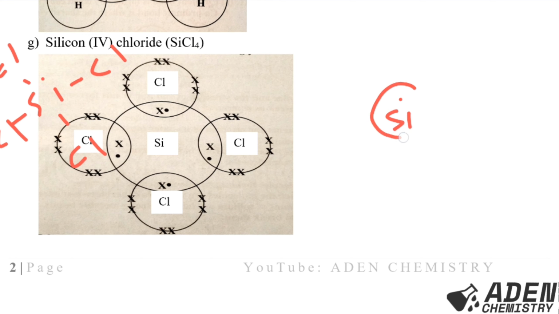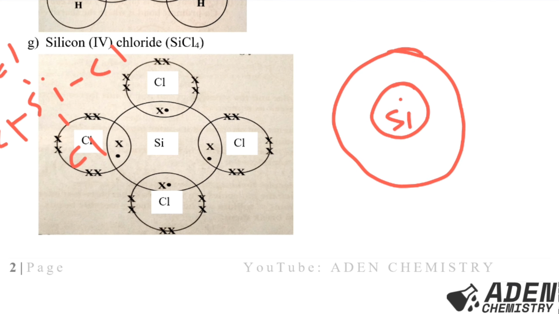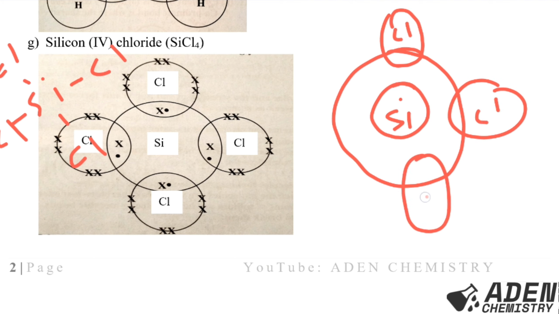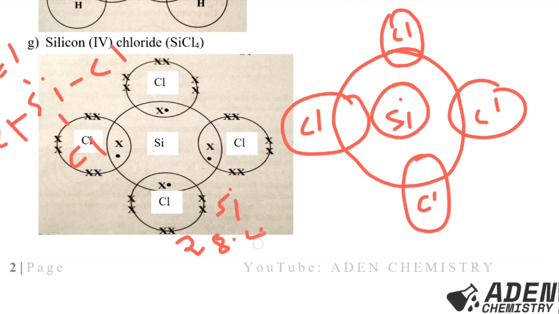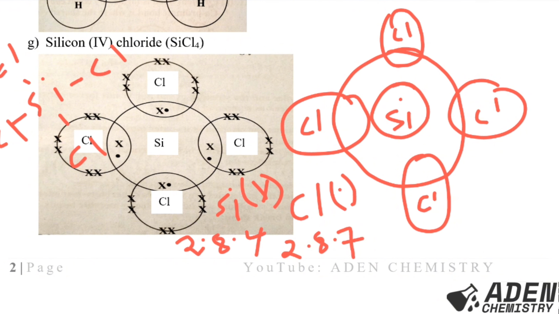We write Si, and we write its outermost energy level. Then we link with 4 chlorine: 1st chlorine, 2nd chlorine, 3rd chlorine, and this is the 4th chlorine. So we start. Silicon is number 14 with electronic configuration of 2,8,4. Then chlorine is number 17 with electronic configuration of 2,8,7, like that. So we give silicon cross, and we give chlorine dot. In this structure, silicon is given cross, chlorine for dot.